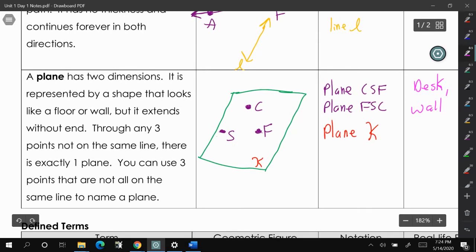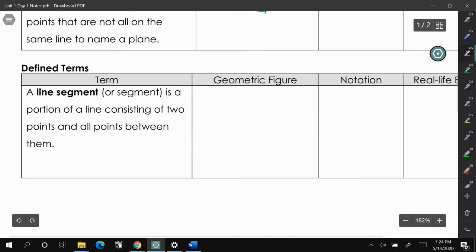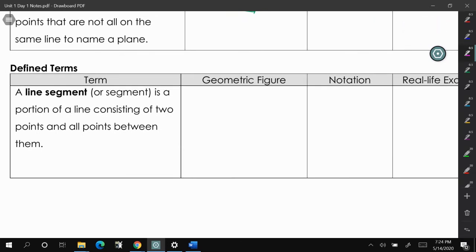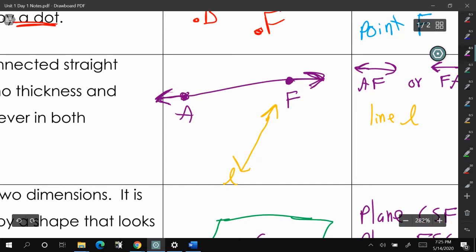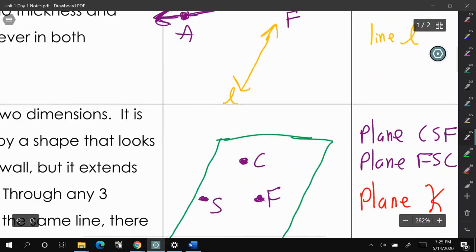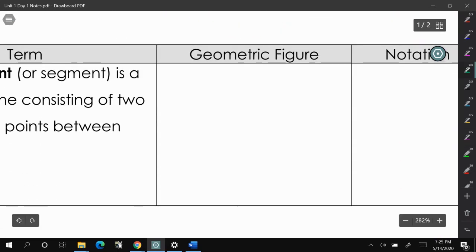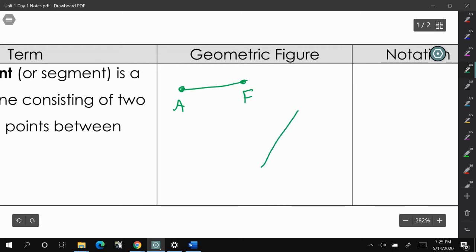So using those undefined terms, we have a couple defined terms that we can talk about. A line segment is basically part of a line. Up here we had line AF, and it kept going forever because we had these arrows here. A line segment would be just the stuff in between A and F. So the geometric figure of that would be AF or JK.